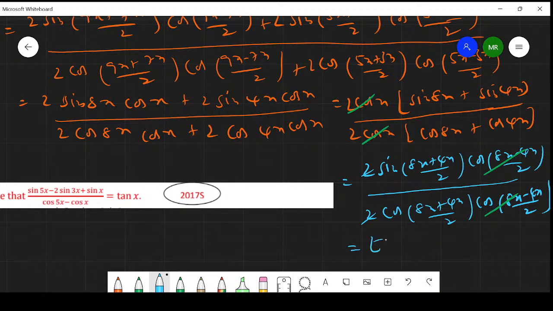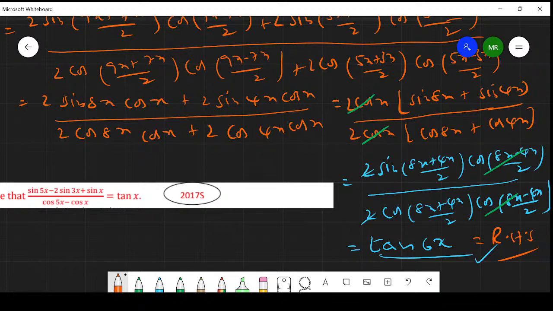So tan of (8x plus 4x) by 2, 12x by 2, this will be tan 6x. Sin by cos is tan, and 12x by 2 is 6x. So that is the required answer, which is equal to the right hand side, RHS. I completed this problem.